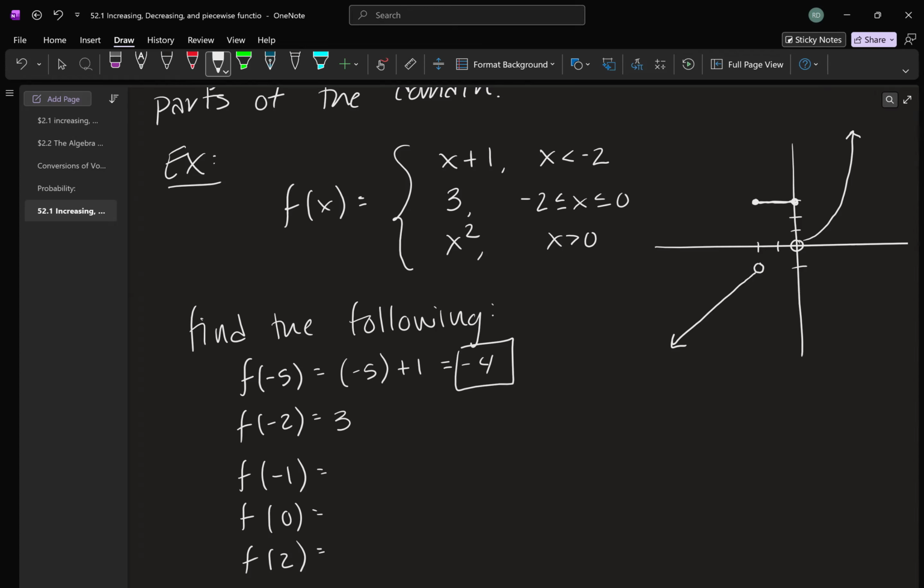And that should make sense again, because if you come to -2 on your graph, you're going to get this function here, which is always giving you a y value of 3. Again, -1 is between -2 and 0, so you're going to plug in and you get a y value of 3. And the same thing for 0, because this has the or equal to at 0. When you plug in 0, you're going to plug it into that second function, which is going to be 3. For f of 2, though, now we're greater than 0, which means we plug it into the last function. So that's going to be 2 squared equals 4.